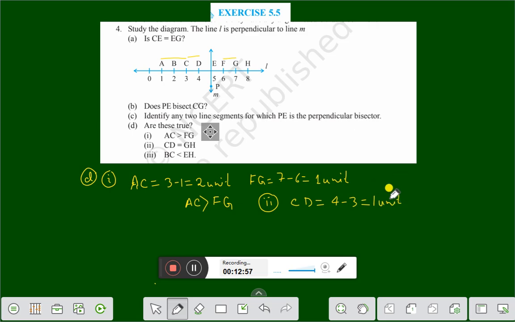And what is the value of GH? We are taking the value of GH. The final reading is 8 and the initial reading is 7, that is 8 minus 7, which is equal to 1 unit. Right? Therefore, you can say that CD is equal to GH.